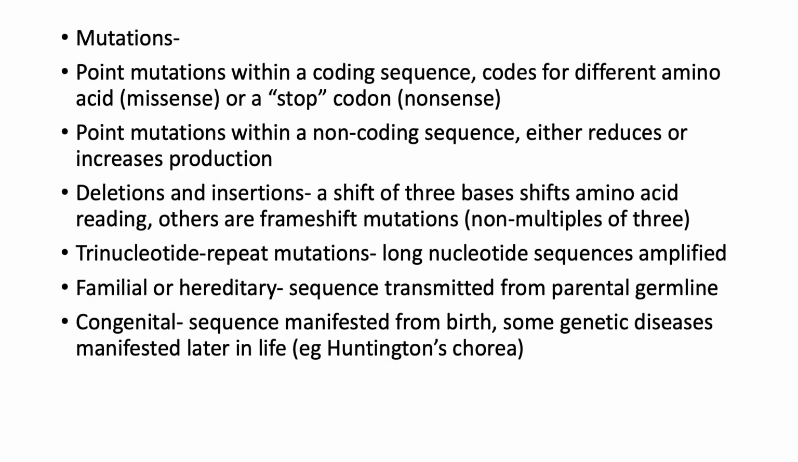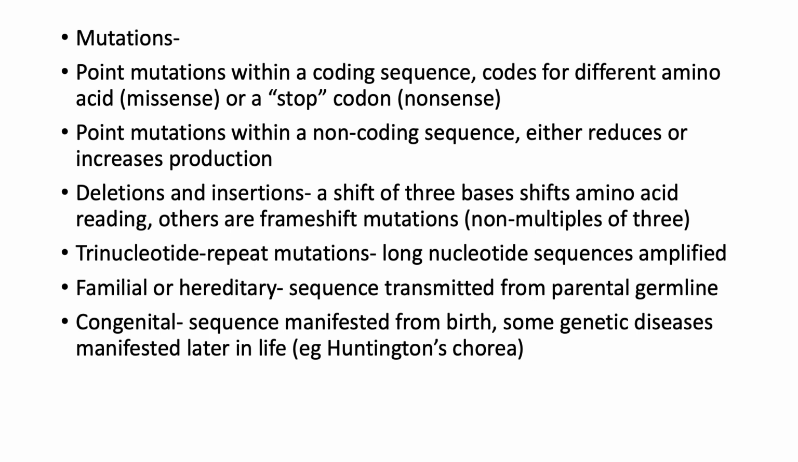Mutation types include point mutations within a coding sequence, which codes for a different amino acid. These are called missense mutations, or a stop codon is produced, and this is a nonsense mutation. Point mutations can also occur within a non-coding sequence. They can either reduce or increase production of a substance. There are deletions and insertions. A shift of 3 bases shifts an amino acid reading. Others are frame shift mutations, and these are non-multiples of 3.